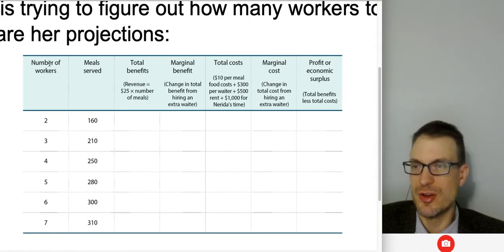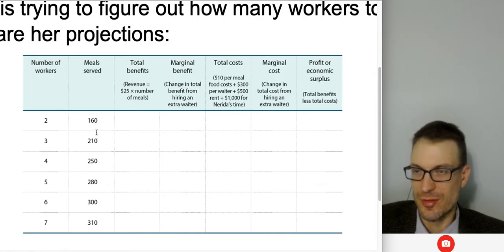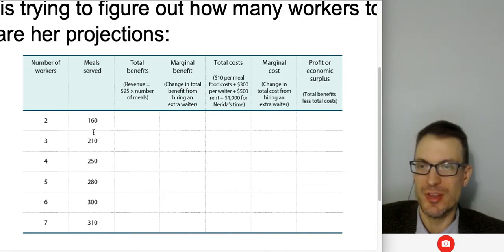So here's our number of workers and the number of meals served, and we see if I go from 2 workers to 3 workers, I can serve more meals. In particular, I go from 160 to 210. Okay, 160, let's see, 40 gets me up to 250. So I'm able to get an additional 50 meals when I hire the 3rd worker. That's going to be my marginal benefit, right?